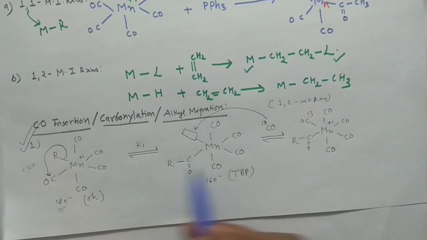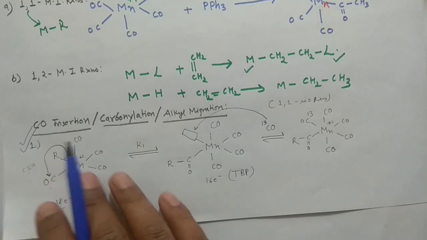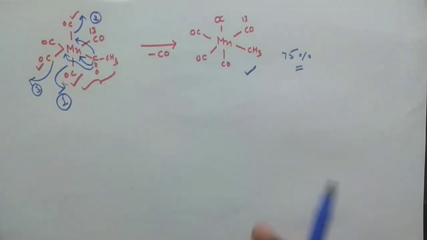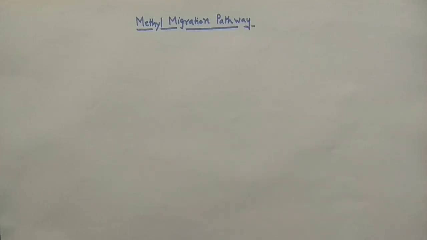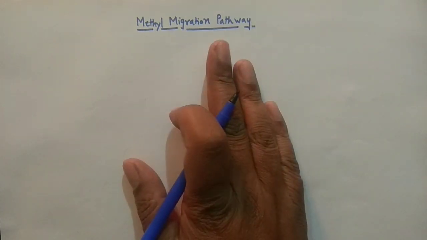But what did we find experimentally? We found experimentally the first one, the alkyl migration one. So now I am going to discuss the second pathway. Now we can see the methyl migration pathway, how the reaction takes place, and what is the percentage of the different kinds of products when we follow the methyl migration pathway. And this would be proved by the experiments also.